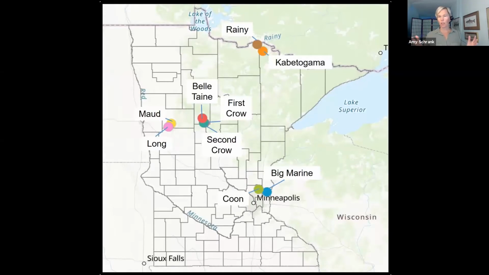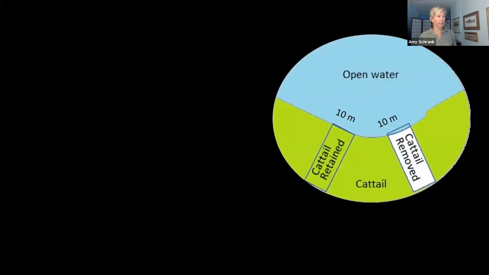We have started this project this summer. We have 9 lakes that we've sampled sort of before we remove cattail. So we've got Rainy Lake and Kabetogama in Voyageurs, Beltrami, First and Second Crow in the central part of Minnesota, Maud, Long Lake, and then Big Marine and Coon Lake down here in the Twin Cities. So those are our sample sites that we're using to test these ideas.